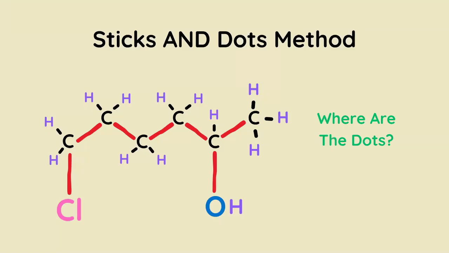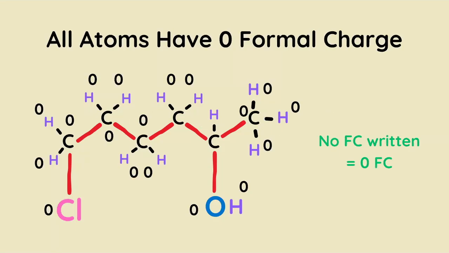I did mention that we can find the number of valence electrons as a sum of sticks and dots, but where the heck are all the dots? Does this molecule even have any dots? Well, I can assure you that this molecule does have dots, and finding them lies in the fact that each atom has a 0 formal charge.